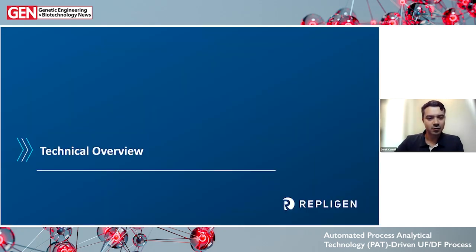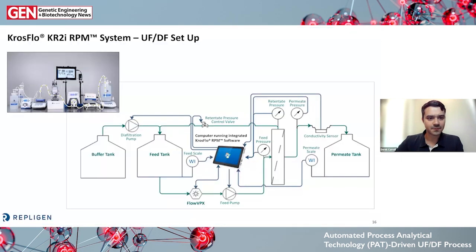Okay, in the technical overview, we'll get into some of the data, but the first thing to look at maybe is the setup. If we were to look at a typical UFDF run, this is an example where we're setting up and doing a CDC type of run. That would include a buffer tank that is fed by a diafiltration pump. There's a feed tank with a feed scale.